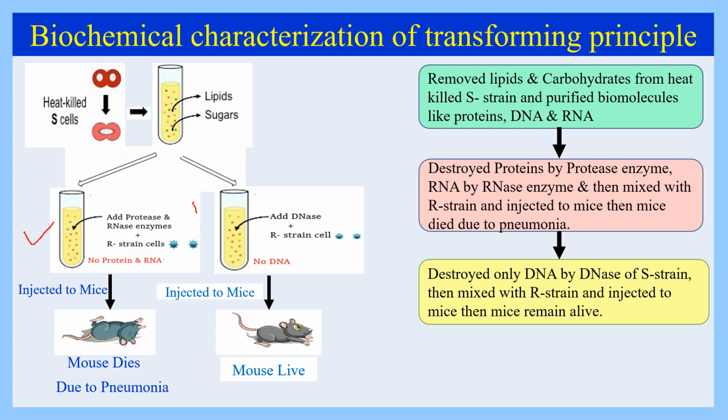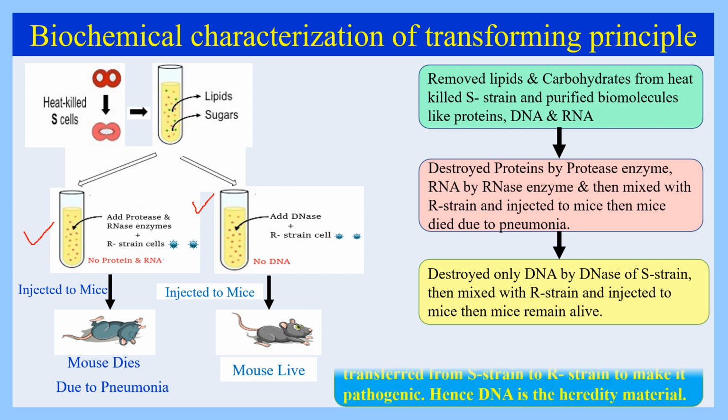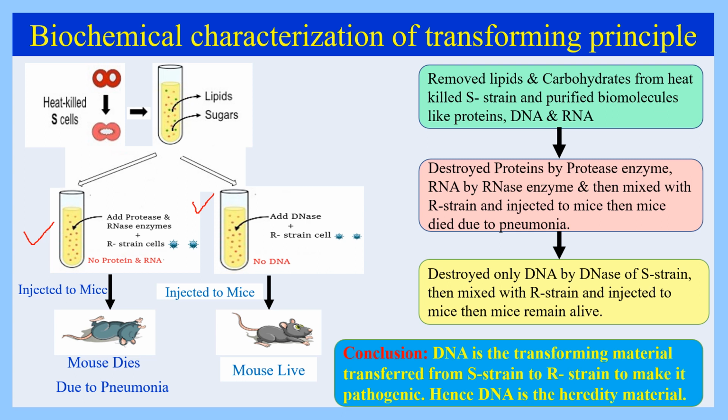In the next step there is no DNA, hence there is no transformation of any material to the R strain. Hence R strain does not become virulent. The mice remain alive. From this they concluded that DNA is the transforming material transferred from S strain to R strain to make it pathogenic. Hence DNA is the genetic material.